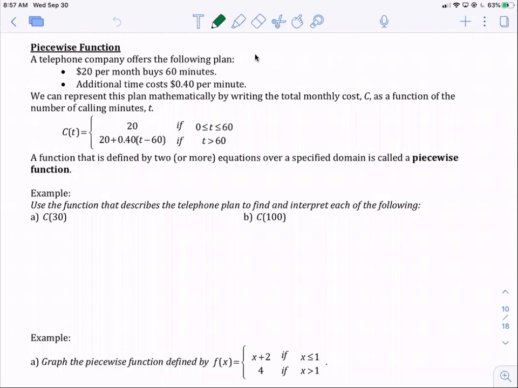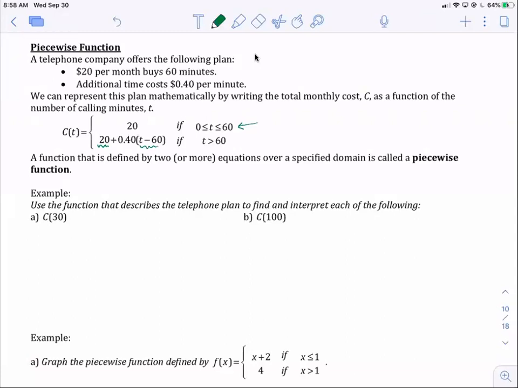We can represent this plan mathematically by writing the total monthly cost C as a function of the number of calling minutes T. So notice we have part 1, which says we have the $20 flat rate from 0 to 60 minutes. And then for anything additional, we still have to pay that $20, but then we're also going to have to pay 40 cents for any minute after 60, which is why this T minus 60 is here. Okay, so a function that's defined by 2 or more equations over a specified domain is called a piecewise function.